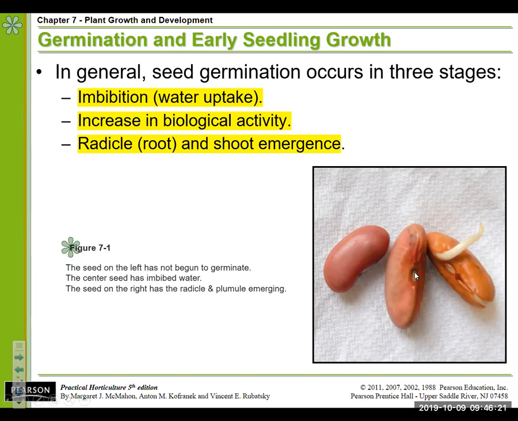If we look at this bean right here, below that seed coat, on the far right of this picture, you can see it starting to dehisce and split open. You can see the cotyledons are a really big portion of the seed itself. It's increasing that biological activity and taking any fats and carbohydrates stored in that seed and utilizing them to push the radicle out, that root growth, and then emerge the shoot from the plumule. So it takes up water and increases biological activity, and then it bursts open and begins to grow.